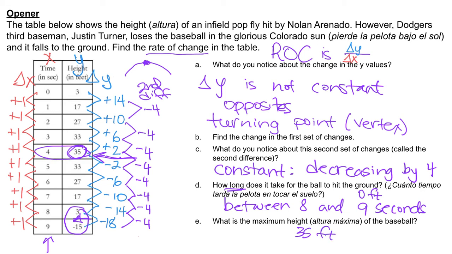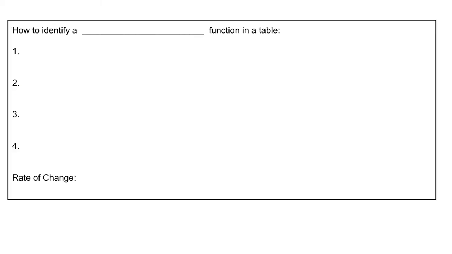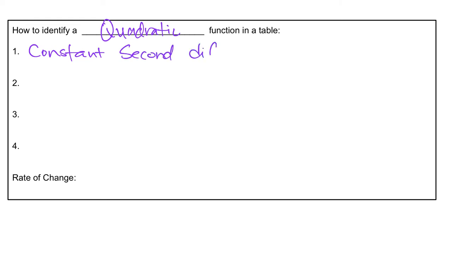We call this a quadratic function. You might recall that from our opening card sort activity. We're going to talk more about those key characteristics on the bottom of this page. How to identify a quadratic function from a table. So one of the things we look for is a constant second difference. And what that means is that the rate of change changes by a constant value.